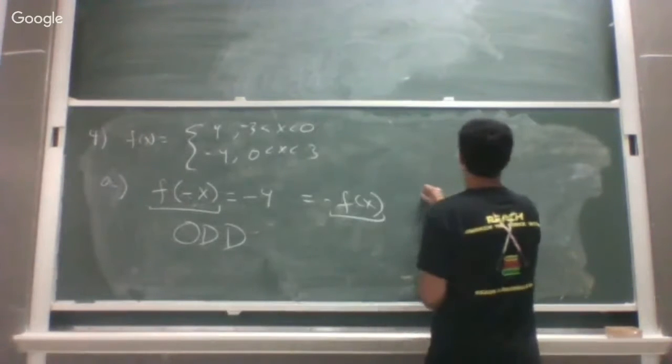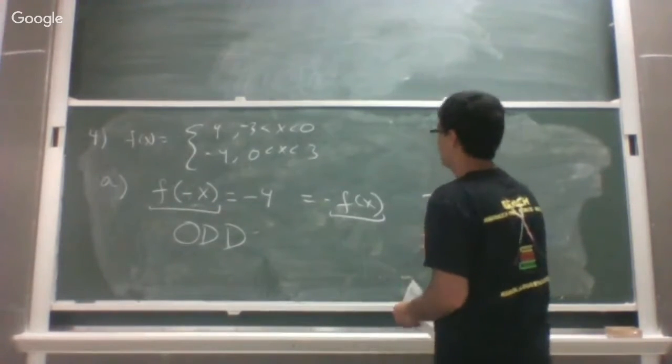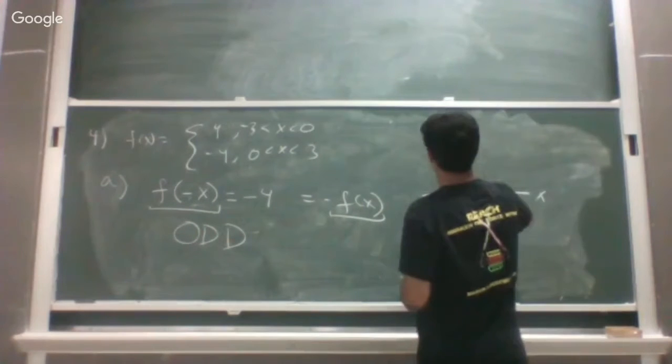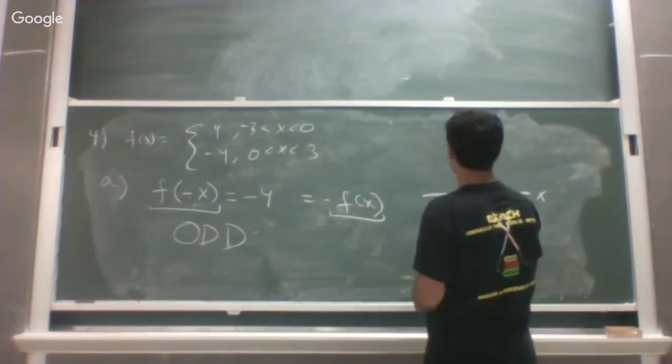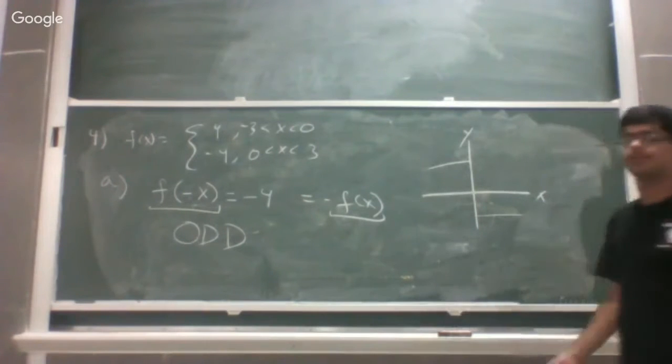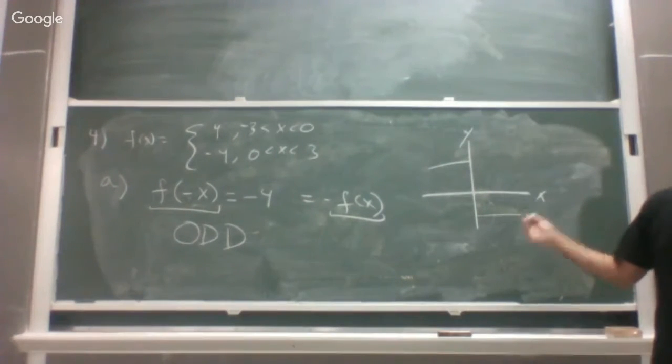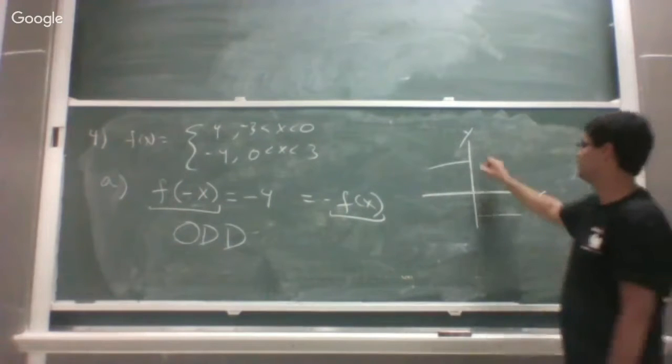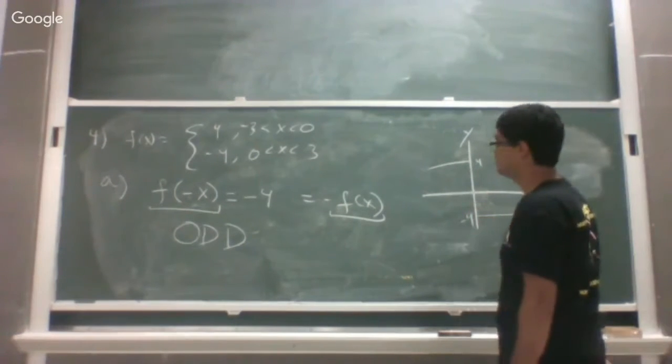They don't show it in the work, but if I did this problem, I probably would have graphed it. So from negative 3 to 0, it is a 4. From 0 to 3, it's a negative 4. So you can clearly see that it's symmetric to the origin. So that's how I would have shown it.